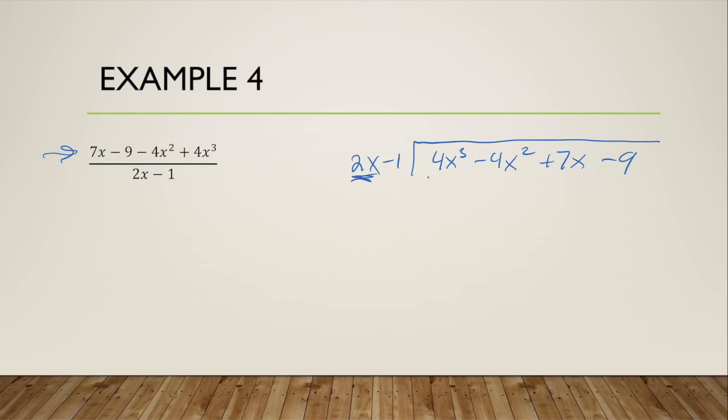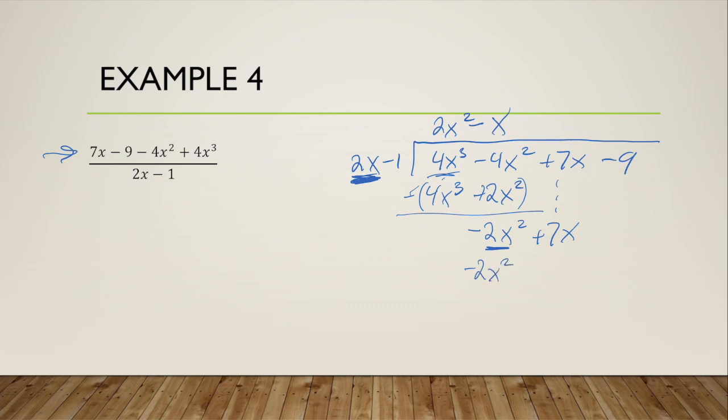What do I multiply 2x by to make it look like 4x cubed? That's 2x squared. 2x squared times 2x is 4x cubed. 2x squared times a negative 1 is a negative 2x squared. We subtract. This becomes a positive. So I have negative 2x squared, pull down my next term, plus 7x. So what do I multiply 2x by to make it look like a negative 2x squared? Well, that's going to be negative x. So I have negative x times 2x is negative 2x squared. Negative x times a negative 1 becomes a positive x. We subtract. And first terms cancel.